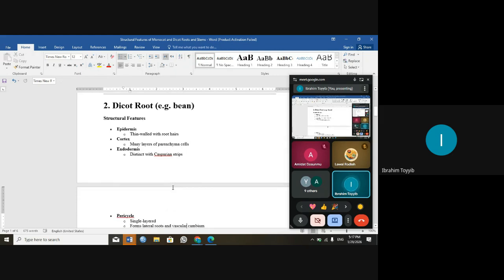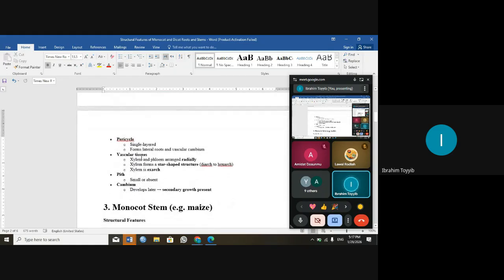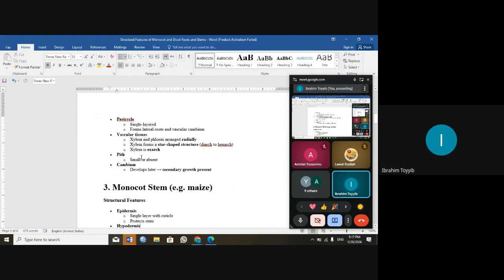It has epidermis, endodermis, pericycle, and vascular tissues. It has cambium because of secondary growth. Secondary growth means the thickening and widening of the stem through the cambium. That is secondary growth, and it only occurs in dicot plants.